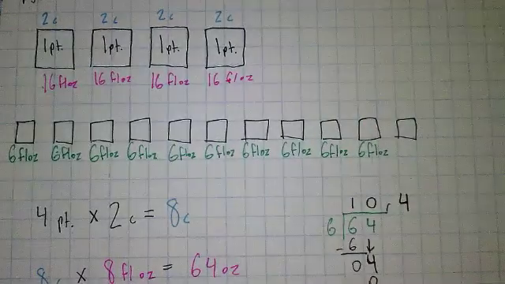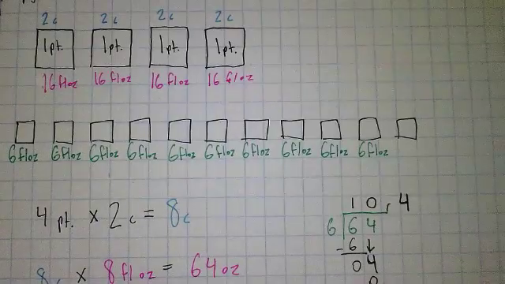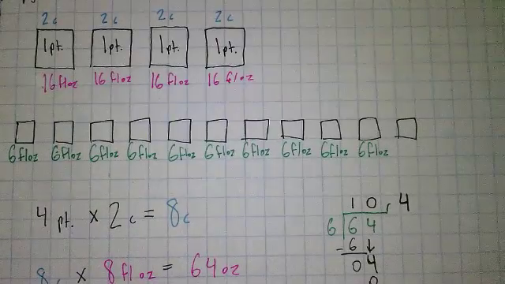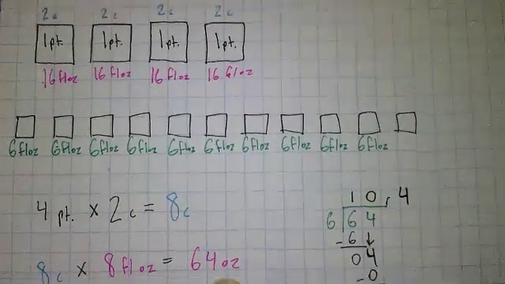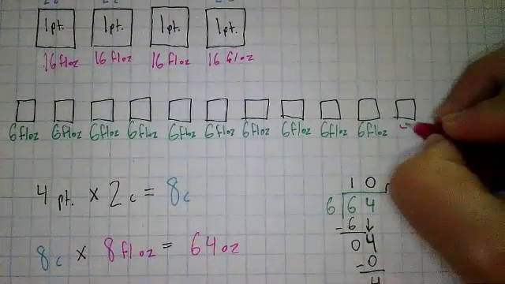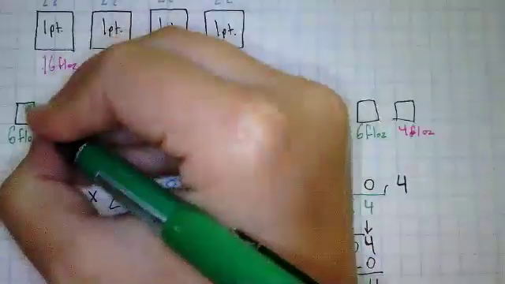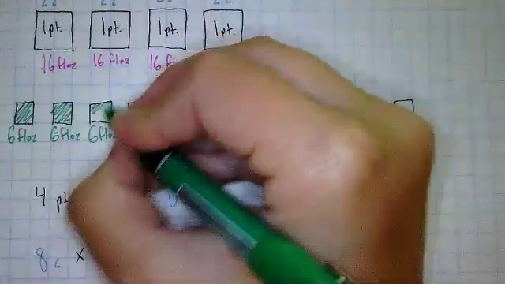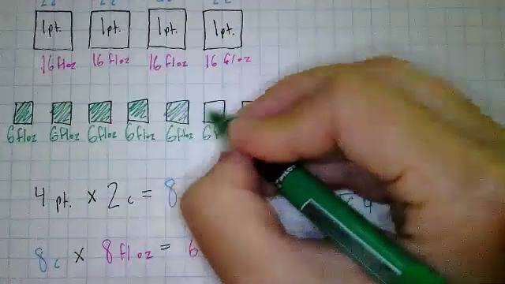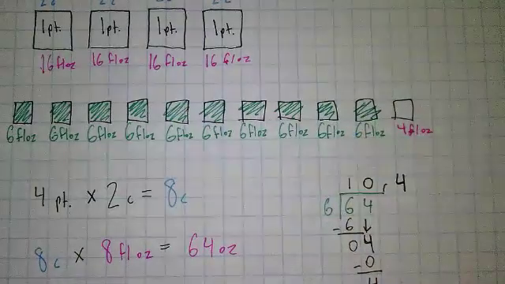Now, you might be thinking, I don't want to add up all these 6s, but it's not so hard because how many 6s are here? More than 6. How many 6s are there? 8. More than 8. 10. What's 6 times 10? 60. Right? 64 ounces is what we had, so this last one is only going to be 4 ounces. Not a full cup, right? So we have a full glass, 10 full glasses, and then one that's not full.